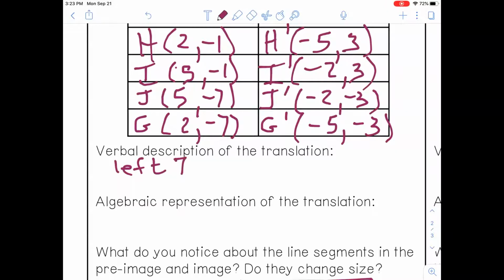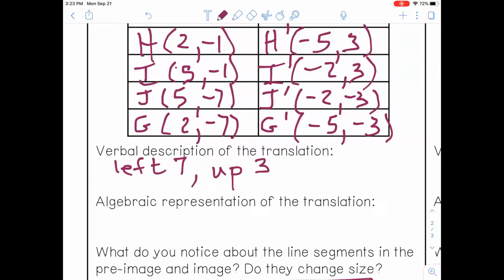And then if we look at the Y component, we have -1 to 3. Well, that went up 4. -1 to 3, up 4. -7 to -3, that's up 4. So our other part of it is up 3.